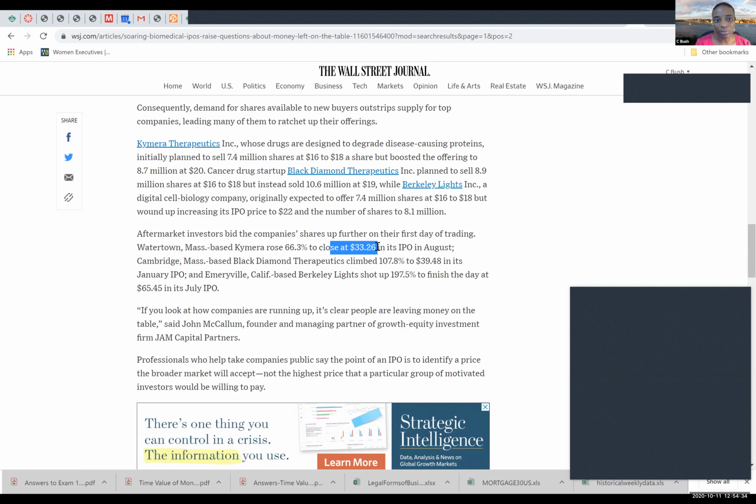How much is the underpricing? The underpricing would be $33.26 minus this $20 times the 8.7 million shares that were sold. That makes sense. Got it. Okay.